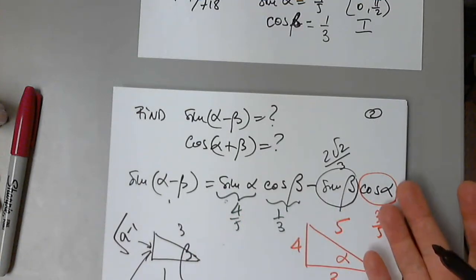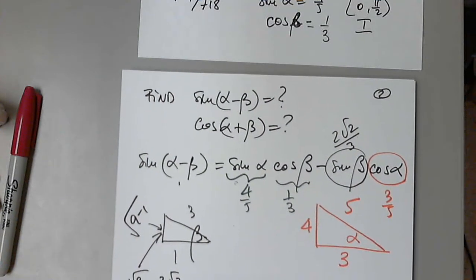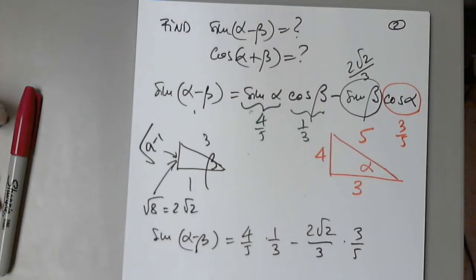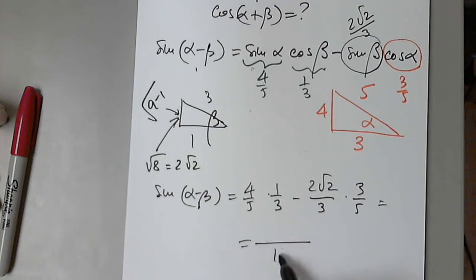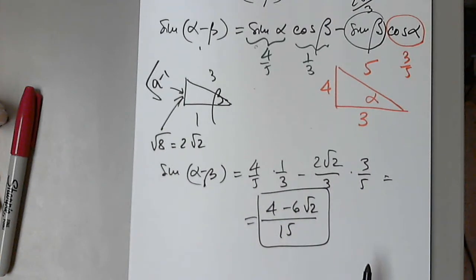Now we have all pieces we need. We just have to put them together. So therefore, sine alpha minus beta equals 4/5 times 1/3 minus 2 the square root of 2 over 3 times 3/5. I do not recommend you simplify here because the least common denominator will definitely be 15. You need that. So this is 4 minus 6 the square root of 2 over 15. So with the given information, we were able to determine sine alpha minus beta, using the identity of sine of a difference of angles.